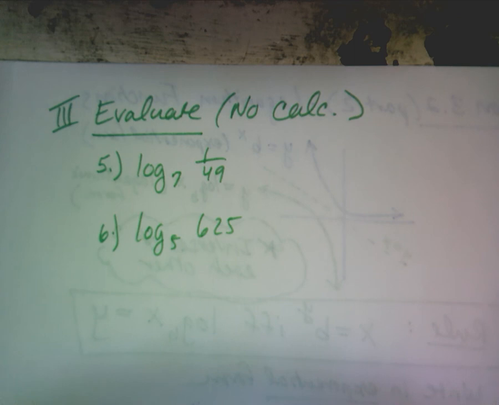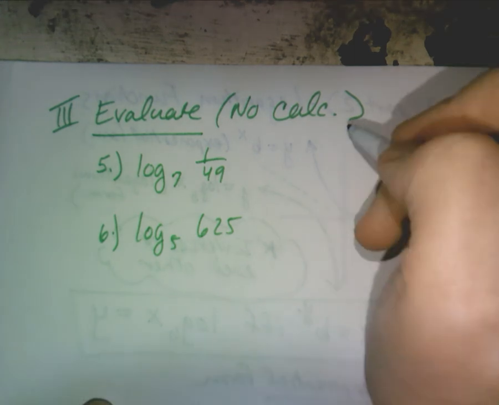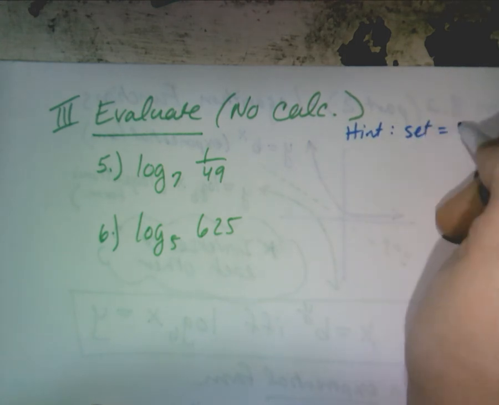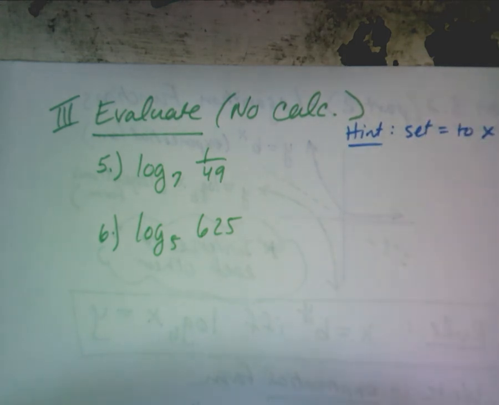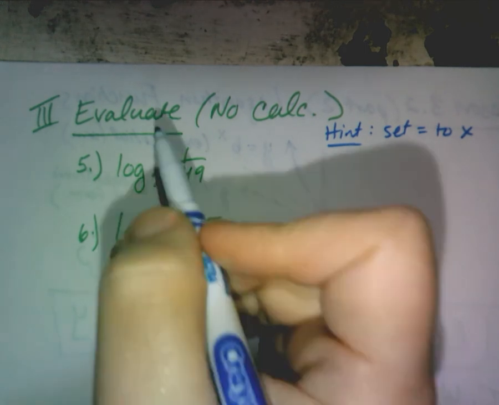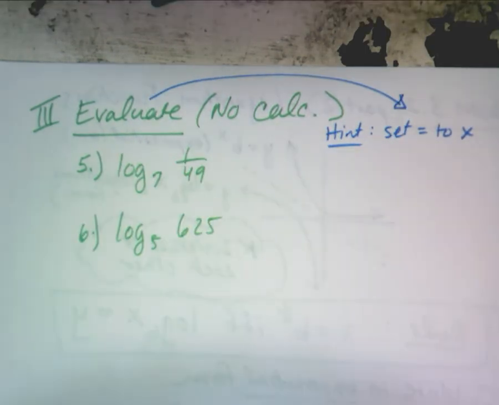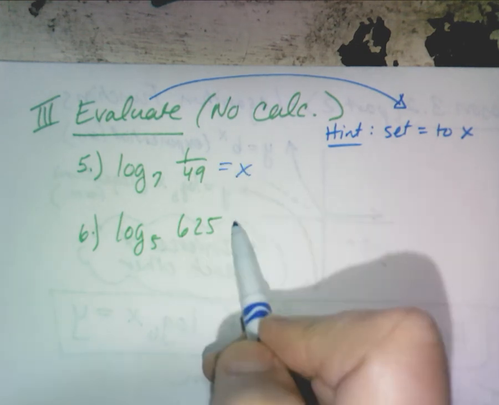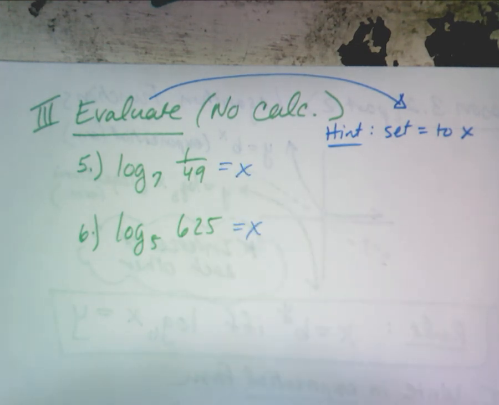There's one extra little step. The hint is set it equal to x. That's the hint. Set it equal to x. So if it ever says evaluate, set it equal to x. So I'm like, okay, set it equal to x. And now what? Come on, channel Amy. Channel Amy. Say it. That's it.